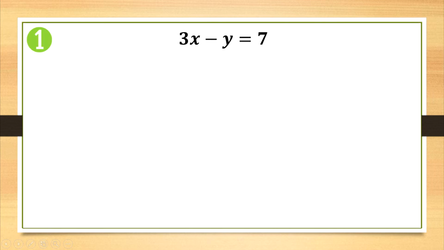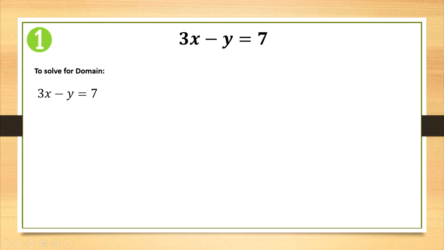Let's try some examples. How are we going to get the domain and range if given the equation? You should remember, if the values of x and y are polynomial, the answer would be the set of all real numbers, except for the range if there is a restriction. Number 1, 3x minus y equals 7.